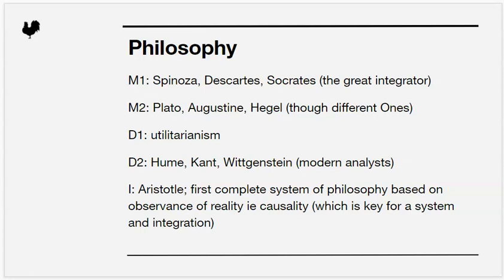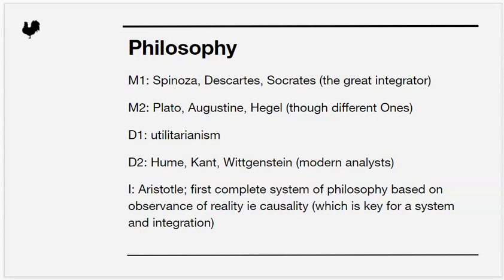M2 would be Plato, Augustine, Hegel, although they have different ones. Plato, it's the good. For Augustine, it's God. And for Hegel, it's the one. That is the only thing that matters. Everything in the material world is simply a reflection of this supernatural working in another realm that we cannot see. We live for the other realm. Only the other realm is real. Everything that we see here, it's a mere illusion.